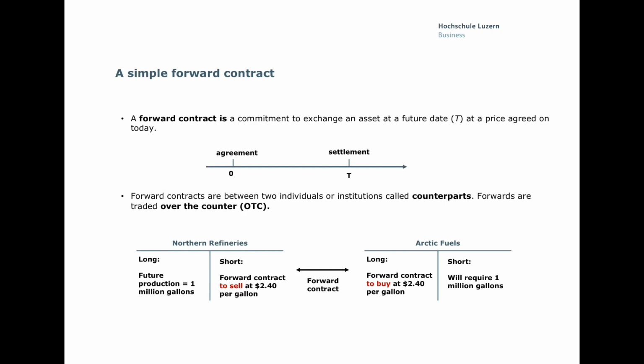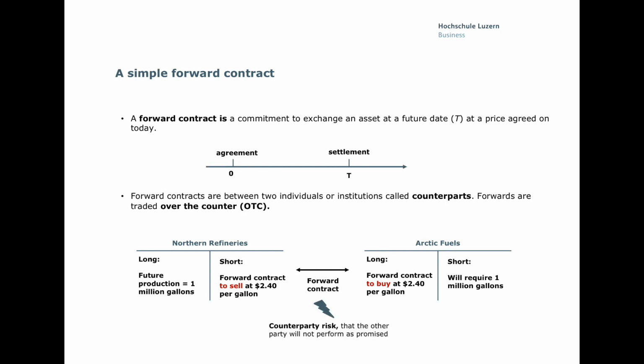You can think of this in balance sheet terms. Northern starts with a long position because it will produce heating oil. Arctic starts with a short position because it will have to buy to supply its customers. The forward contract creates an offsetting short position for Northern and an offsetting long position for Arctic. The offsets mean that each counterparty ends up locking in a price of $2.40, regardless of what happens to future spot prices.